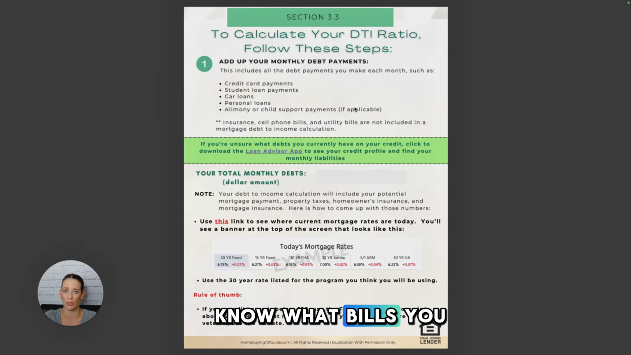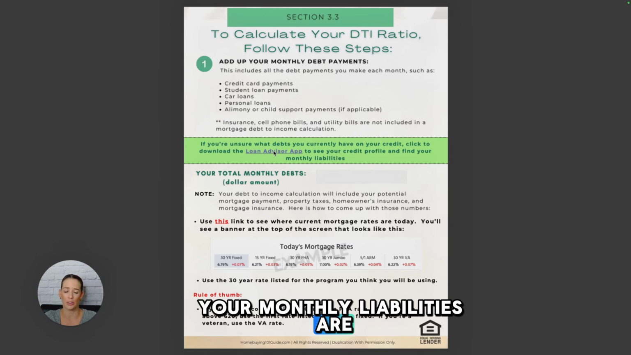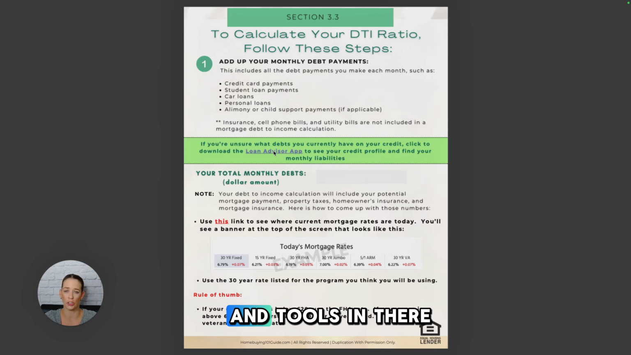Just to give you a good idea of what your bills are reporting, if you don't already know what bills you have, you can download my Loan Advisor app, which is a free app that can take a look at your credit profile. It's a soft credit pull. It doesn't hurt your credit, but it will give you an idea of what your score is, as well as what your monthly liabilities are. And there's a lot of other cool features and tools in there to prepare you to buy a home. So if you want to download that, I highly recommend it.